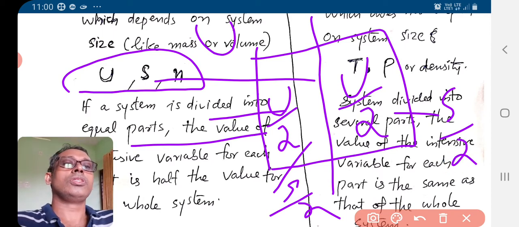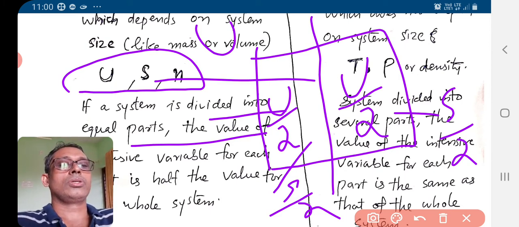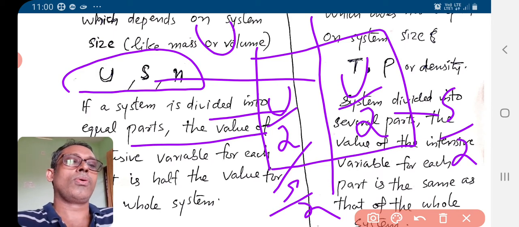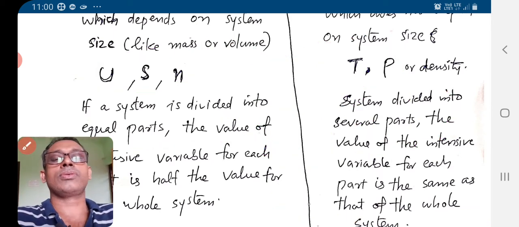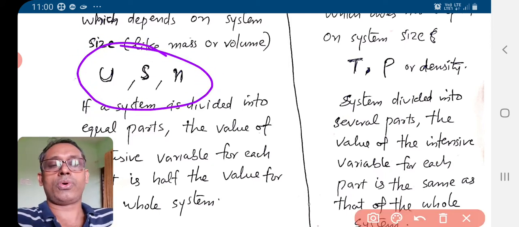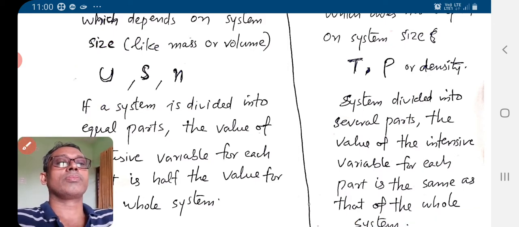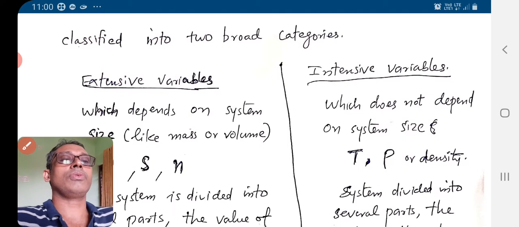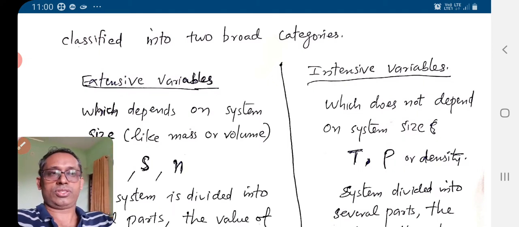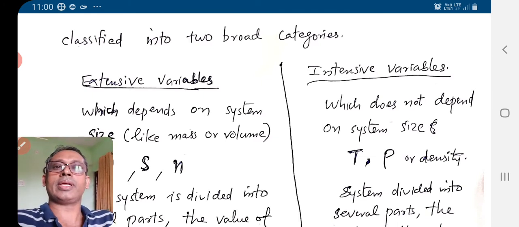So this variable depends on the size of the system. Such variables are called extensive variables: energy, entropy, number of moles. These are all extensive variables. Now come intensive variables. What are intensive variables? Intensive variables are variables which do not depend on the system size.